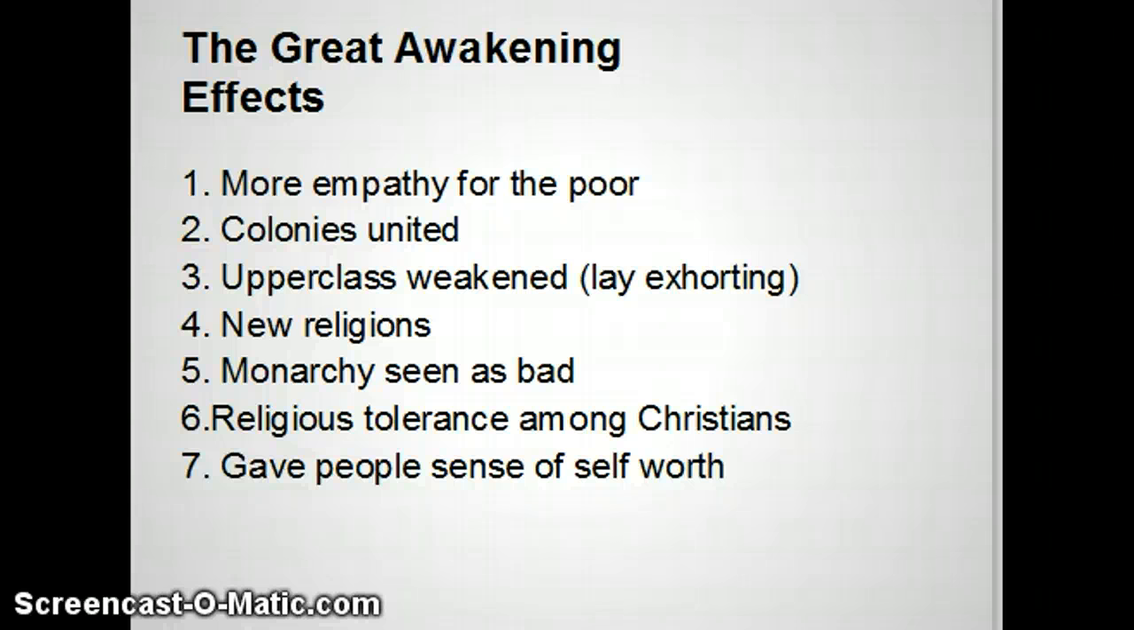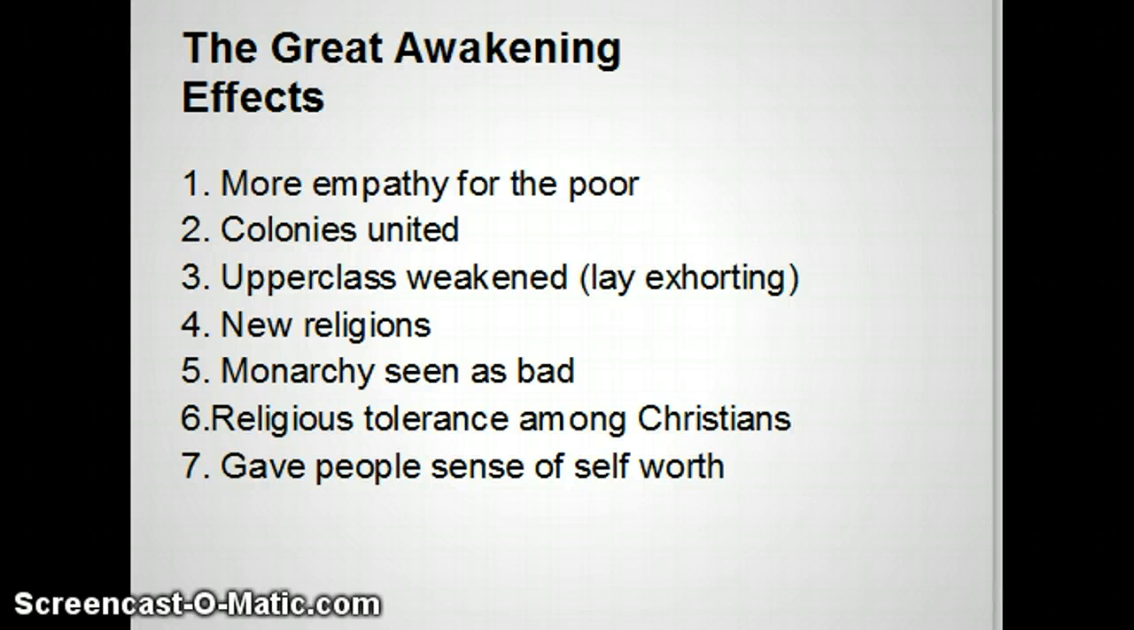Evangelism and baptism, new sects of Christianity, formed as a result. This resulted in the separation of church and state, as no single sect could now control. Churches were no longer created as a result of government compulsion, but rather voluntary action.